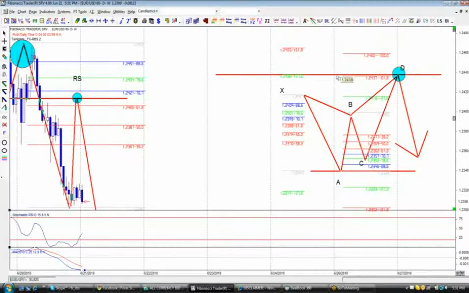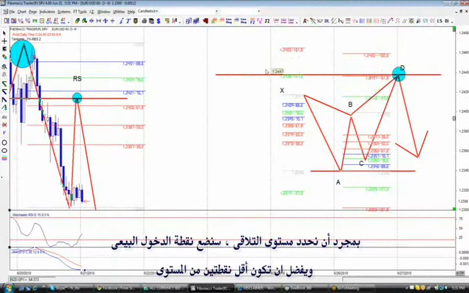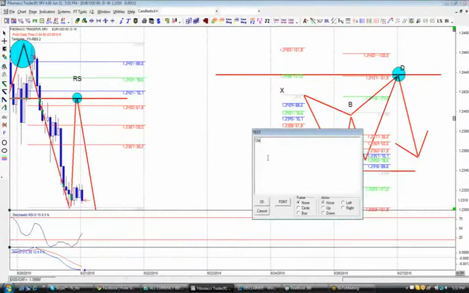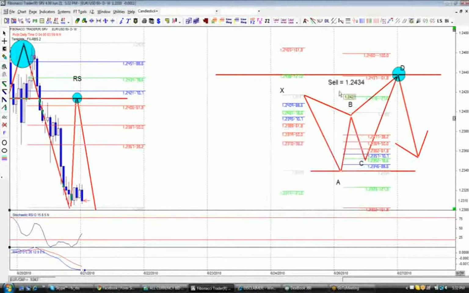Now, once we find the convergence, we'll place an entry, sell. Usually I place the entry sell a couple of pips below that convergence. So right now we have convergence at 124.37. I would place my entry at 124.34, 124.35. 124.34 is the sell.